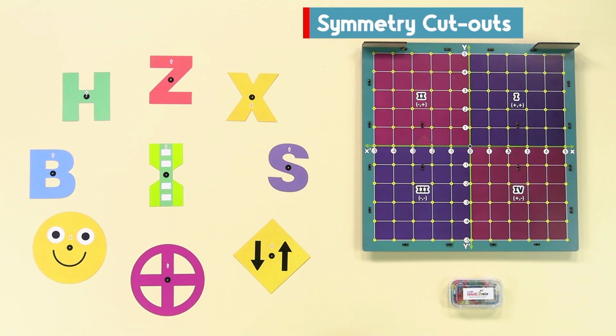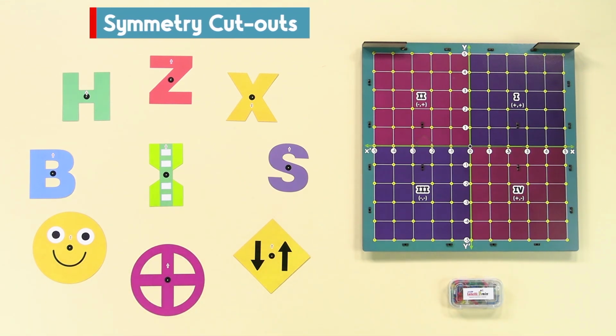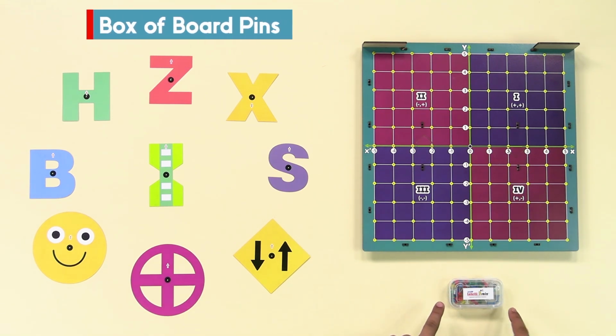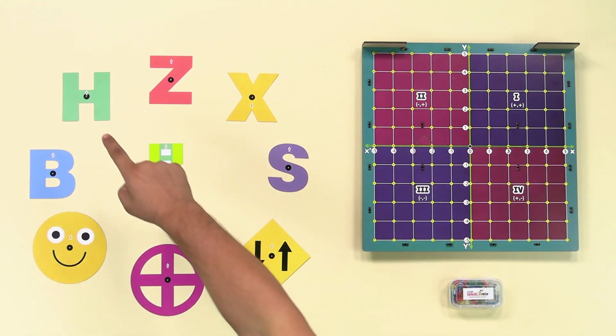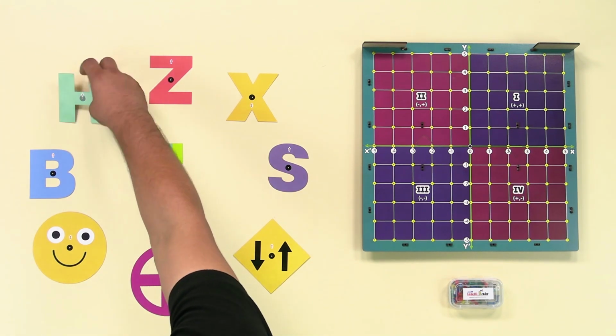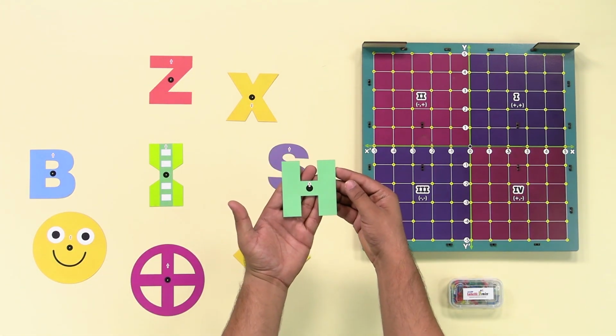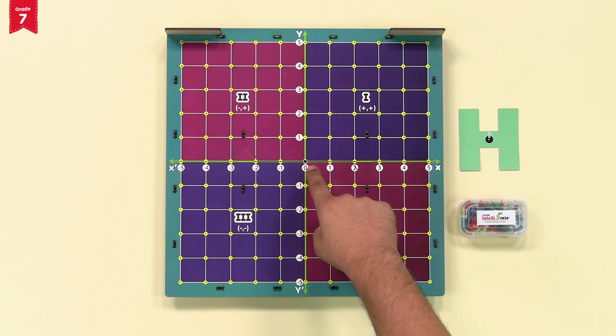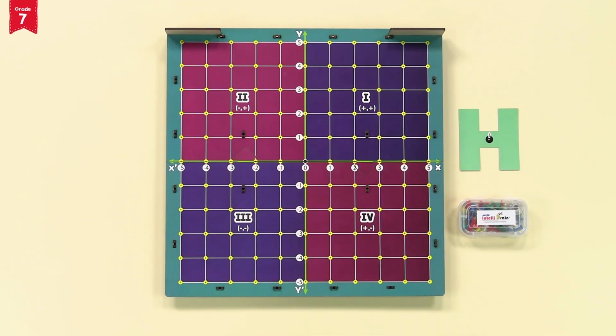Take out symmetry cutouts from the symmetry cutout sheet and a box of board pins. Observe this shape as shown here and pick this cutout and start performing the activity. Place this symmetry cutout at the center of the geoboard, that is at the origin, by inserting a board pin.